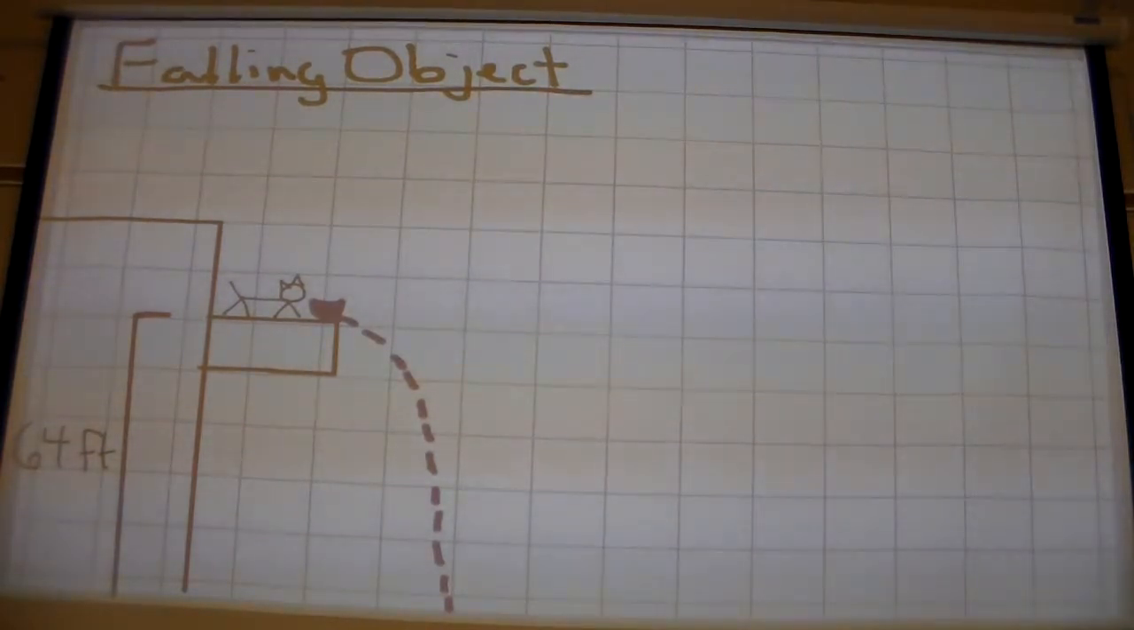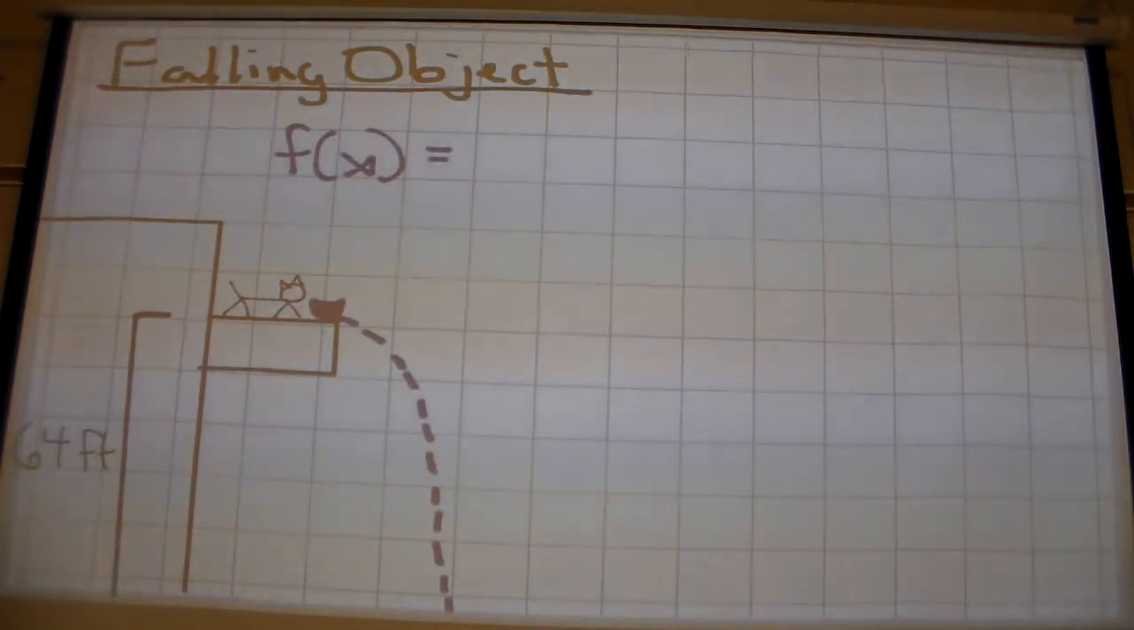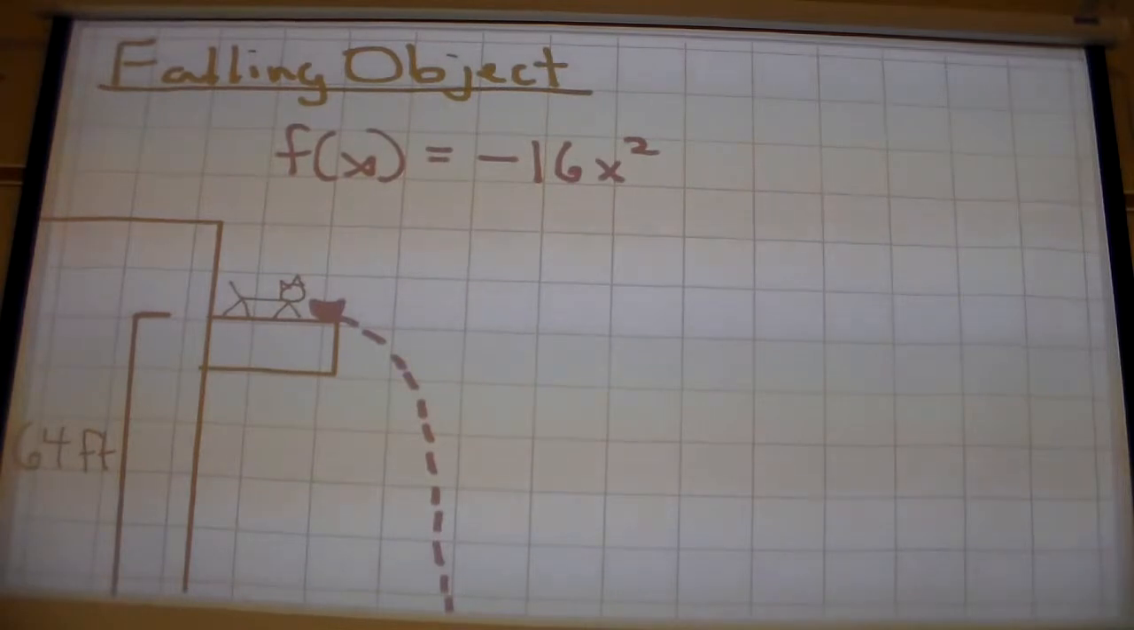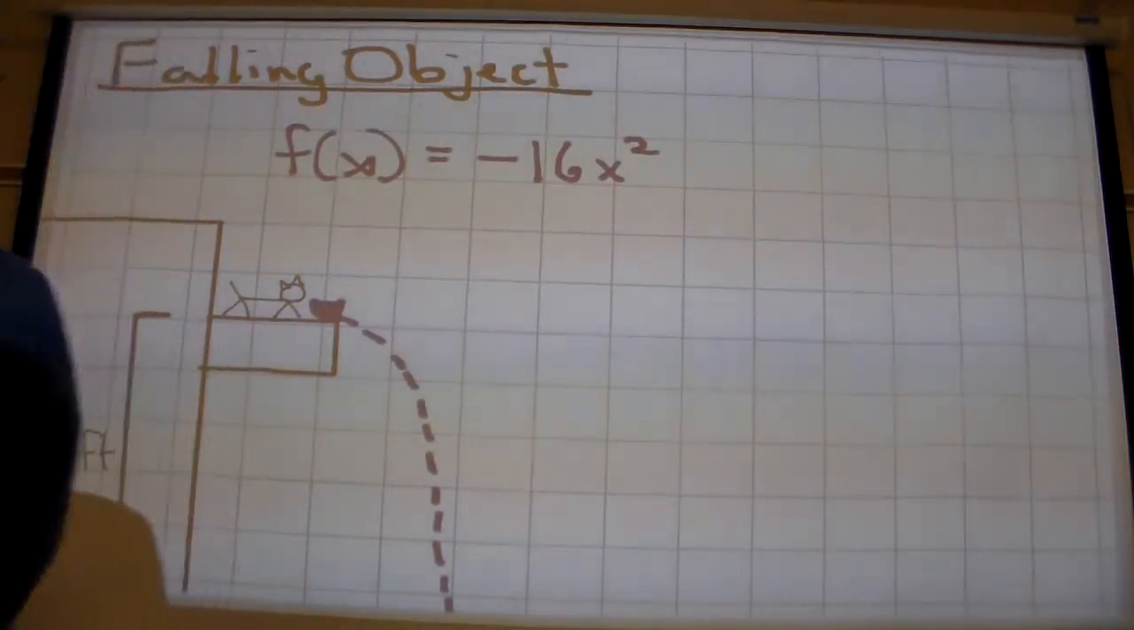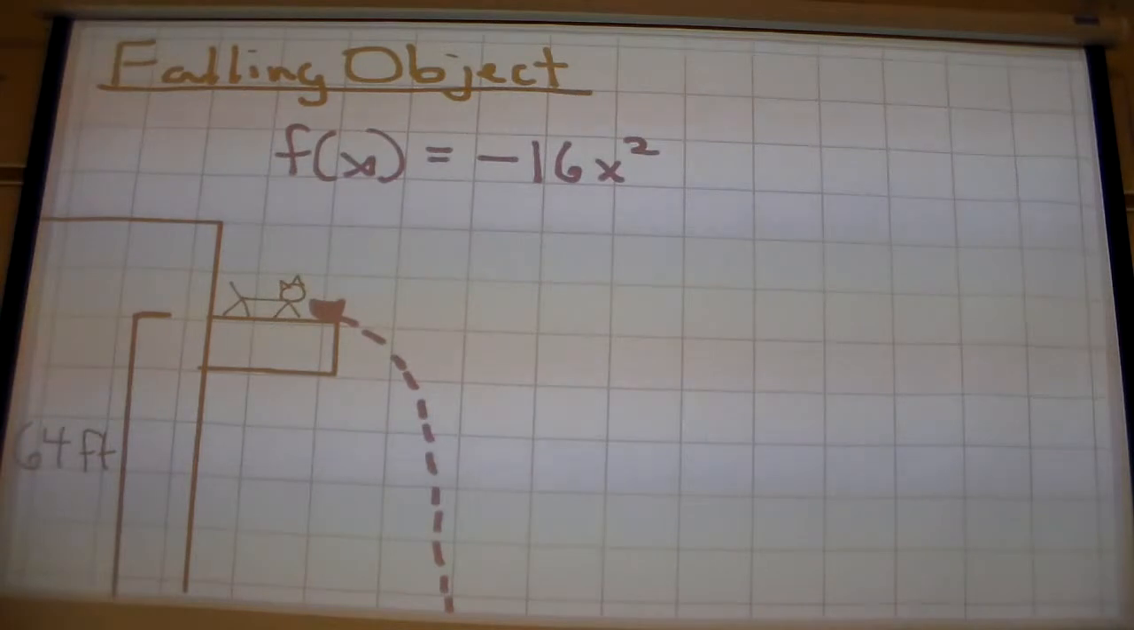Okay, we have a function for falling objects. Well, it falls faster. I found a paper. I found a bowling ball. It uses negative 16x squared. Bowling balls, but paper doesn't. Okay, this is the quadratic function we use for a falling object. Now we have to take into account how much that's shifted up.